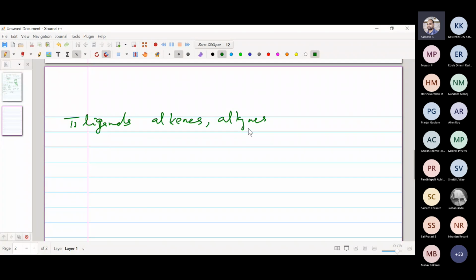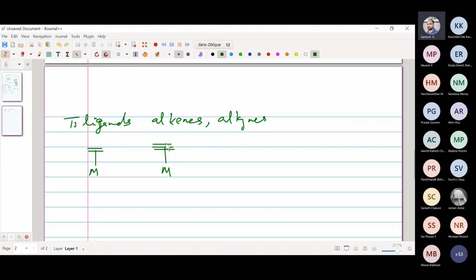Okay, so alkenes and alkynes. I already told you about a carbon-carbon double bond binding with a metal. Now a carbon-carbon triple bond can also bind with a metal. Now you may ask, there are four pi electrons in an alkyne, whereas here there are only two pi electrons. So can we consider it a four electron donor?